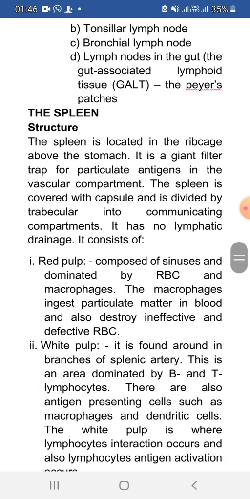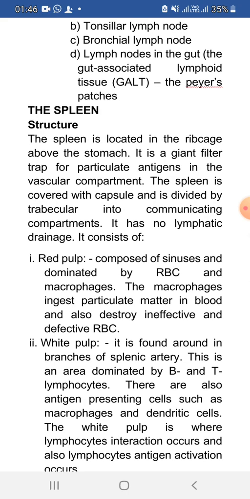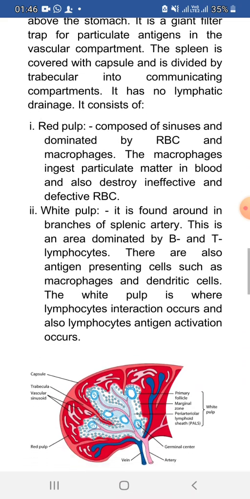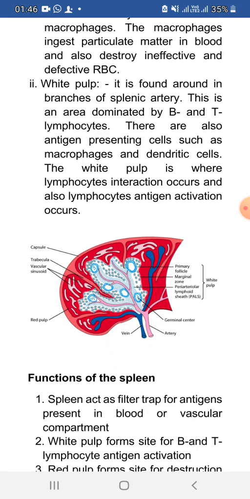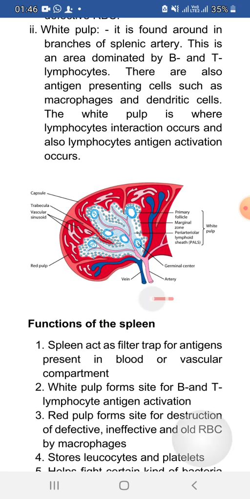So let's start by looking at the first one, the spleen. The spleen is a very big organ. It has a capsule outside.